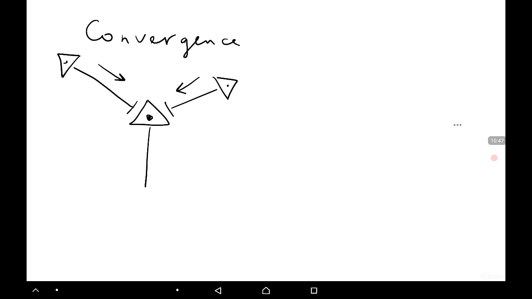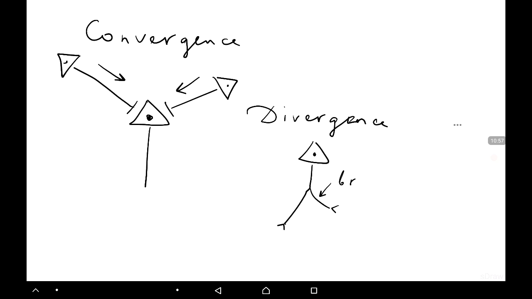Next property is called divergence. We also see one neuron, an axon, and an axon may have a branch. So this is a branch or collateral. And this axon and its branch may go to different neurons in the nervous system. So we, in that case, observe the divergence of excitation in the central nervous system.